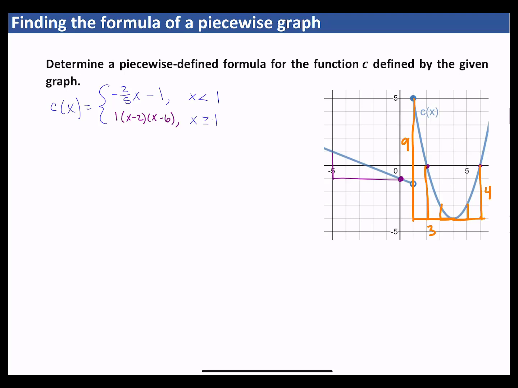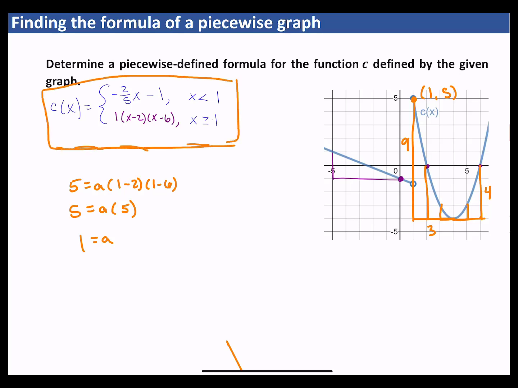Alternatively, we can use another point on the parabola to algebraically verify or determine the value of a. So notice that the point (1, 5) is on the graph. And so we can solve 5 equals a times (1 minus 2) times (1 minus 6). And simplifying gives us 5 equals a times 5. And when we divide, we find out that a equals 1. So in conclusion, the formula for this piecewise function c of x equals negative 2/5 x minus 1 when x is less than 1, and 1 times (x minus 2) times (x minus 6) when x is greater than or equal to 1.